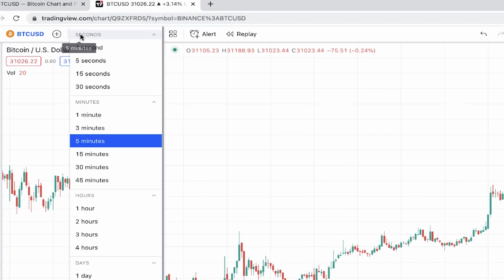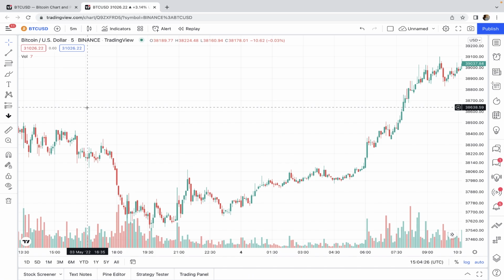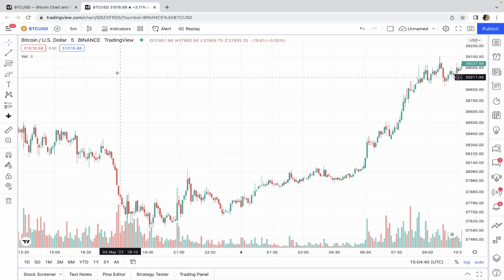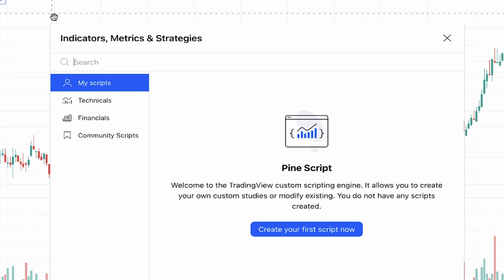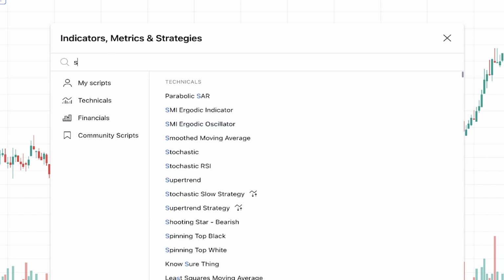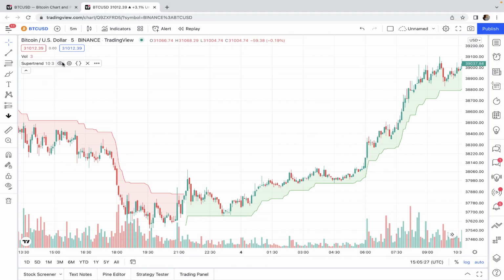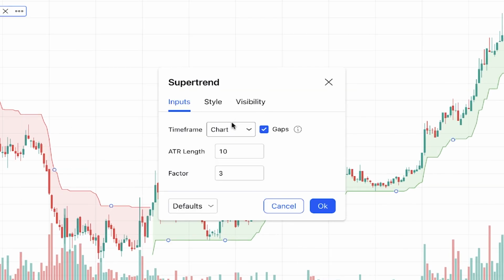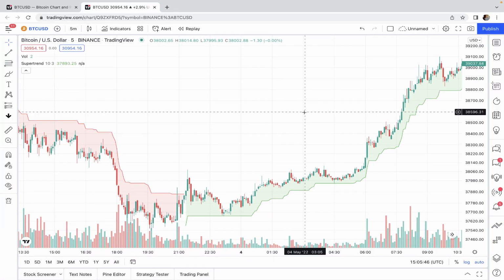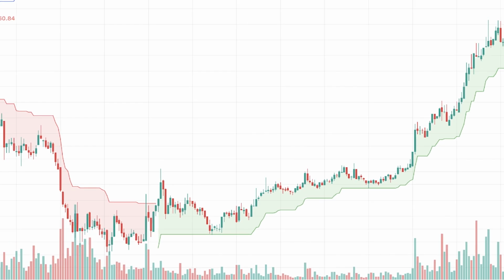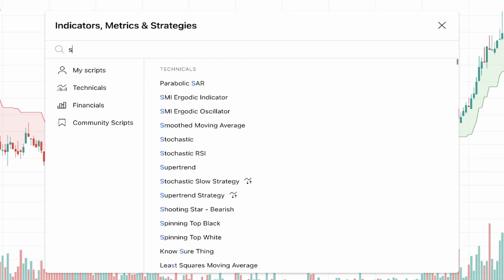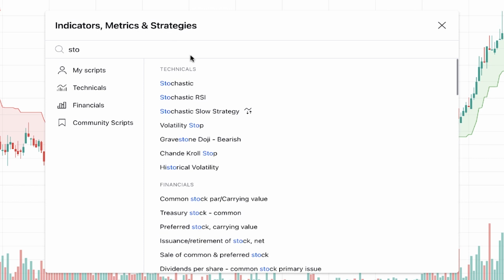So here we set the time frame on 5 minutes. We must add two indicators to the chart. For adding indicators, we click here on indicators and simply search the name. The first one is super trend, this one, which we use with the default settings. We don't change anything here in its settings. And the second indicator that we want to add to our chart is stochastic oscillator, this one.